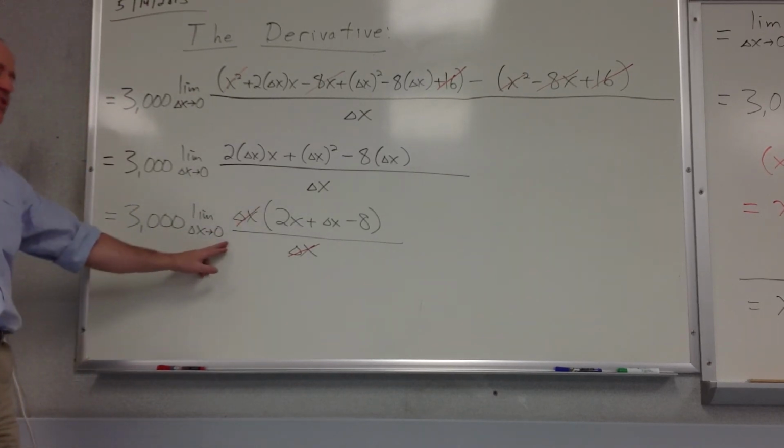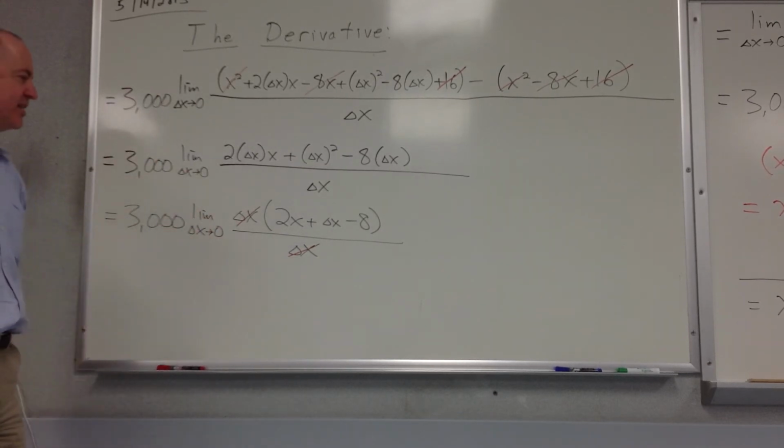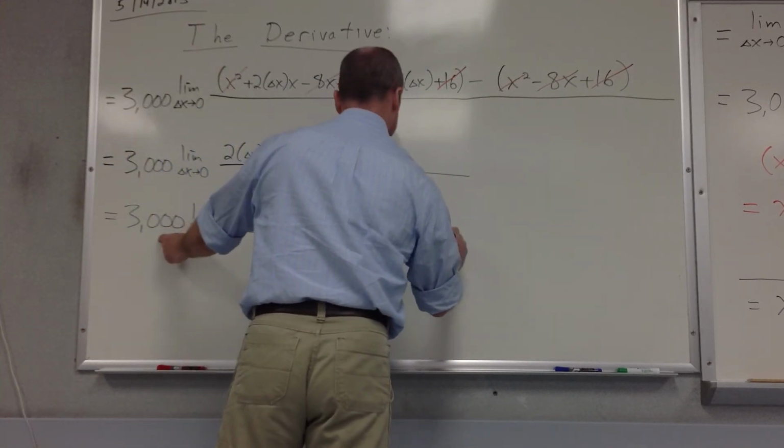What's going to happen if I let this dog off the leash now? I'm going to let delta x be 0. Treat it like a substitution instead, and then you're going to get 2x minus 8.